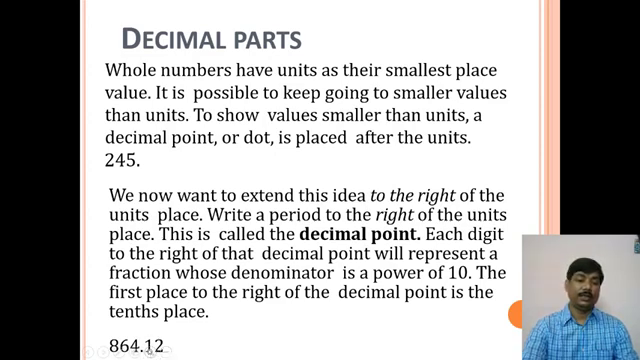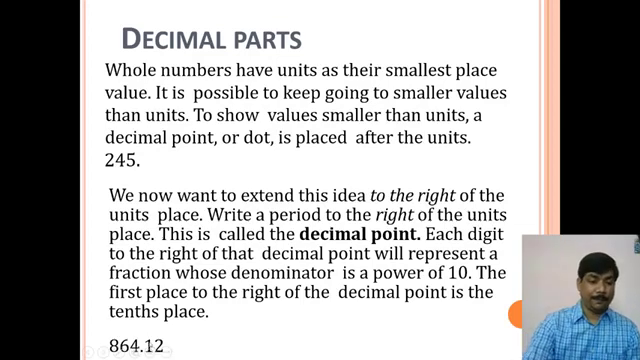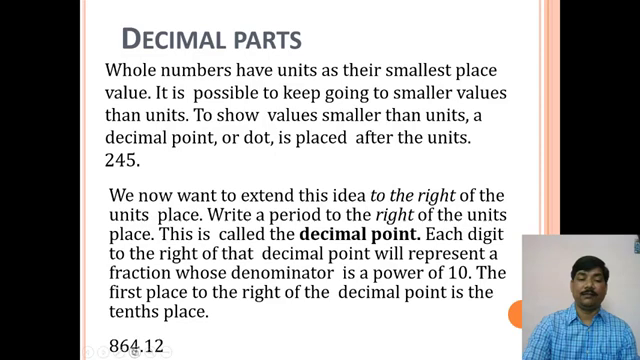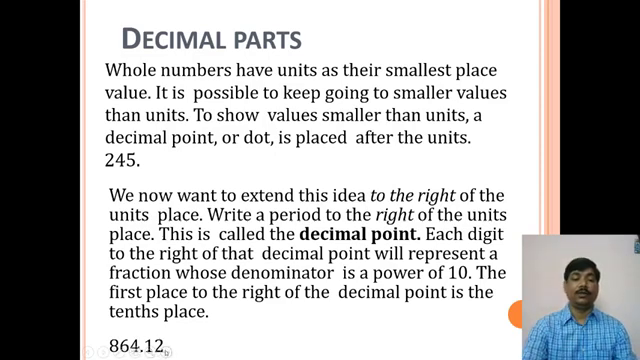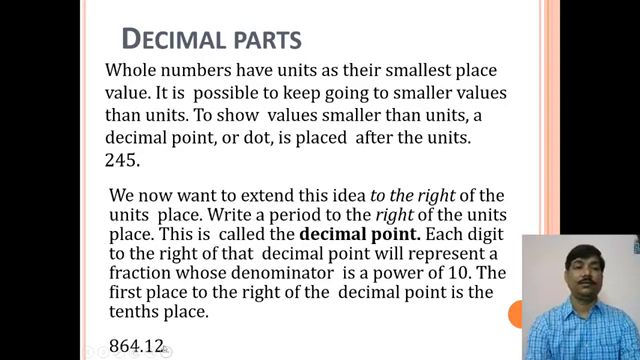So we can write this digit 1 and this digit 2 as the tenths and hundredths of this number. One is the tenths digit of this number and two is the hundredths digit. So now we write it as 864.12.